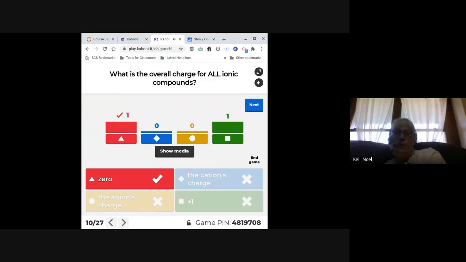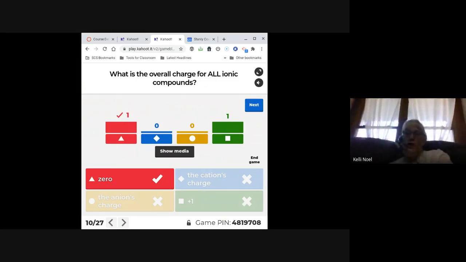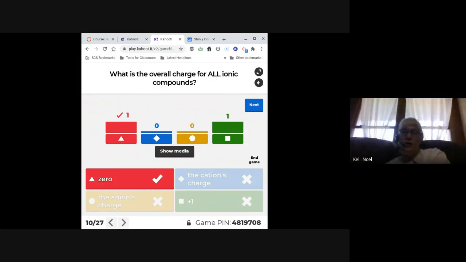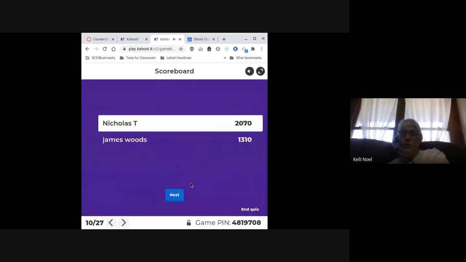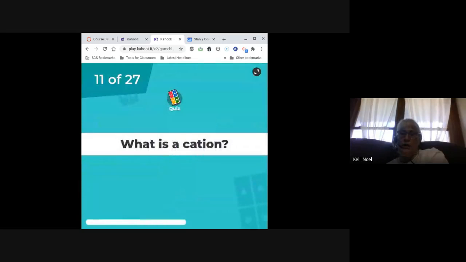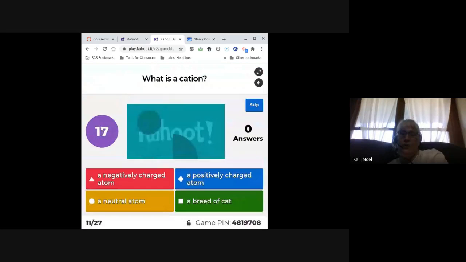All right, 0, because the cation's charge and the anion's charge should cancel each other out, because one is positive and one is negative. So there should be no overall charge for the compound. I pronounce it cation. You may hear it pronounced differently by different people.